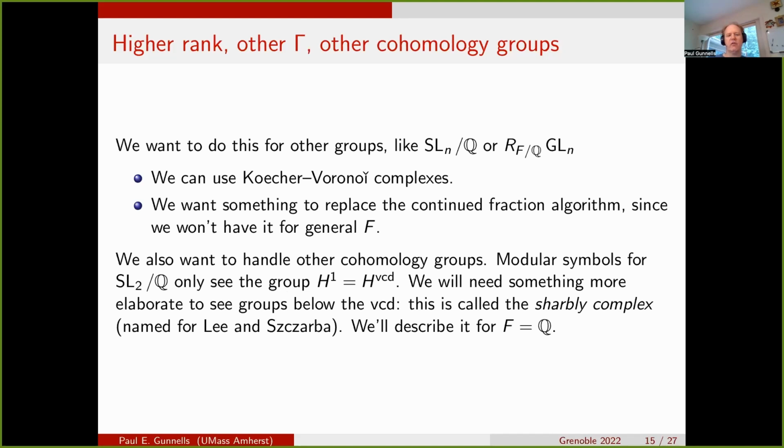And so we're gonna enlarge, do something more elaborate than modular symbols, but it's gonna include that as a special case. We're gonna make a new complex on which the Hecke operators act, and it's called the Charbly complex, which was named by Lee Rudolph for Lee and Sharba, because they're really the ones who introduced this in their own work. Although, of course, Lee and Sharba did not call it the Charbly complex.